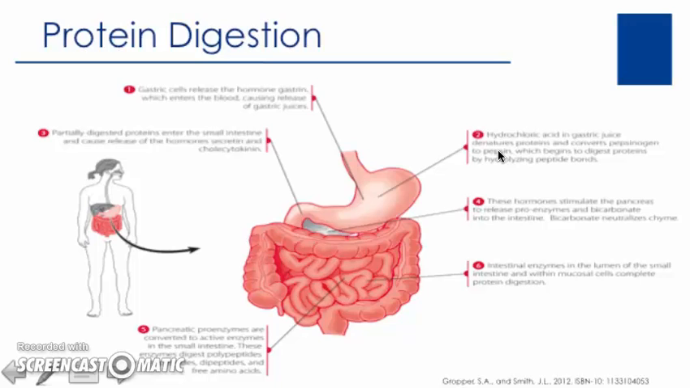The partially digested proteins then enter the small intestine, and this movement of the partially digested proteins from the stomach into the small intestine promotes the release of the hormones secretin and cholecystokinin. So that's the next step here. The partially digested proteins enter the small intestine, causing release of secretin and cholecystokinin. These hormones stimulate the pancreas to release additional inactive zymogens in the small intestine.